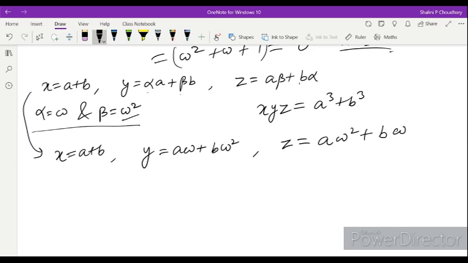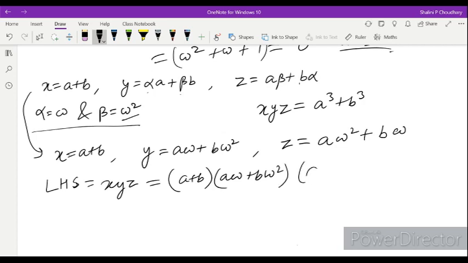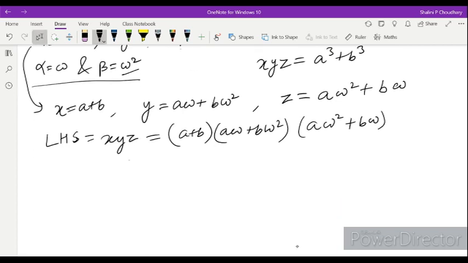Okay, now what we have to do, we take LHS, so LHS is equal to xyz, and that will be equal to a plus b into a omega plus b omega square into a omega square plus b omega. Okay. Now what we'll do, a plus b we will keep as it is, and we'll multiply these two. Okay, we'll find the product of these two. So a omega plus a omega square.